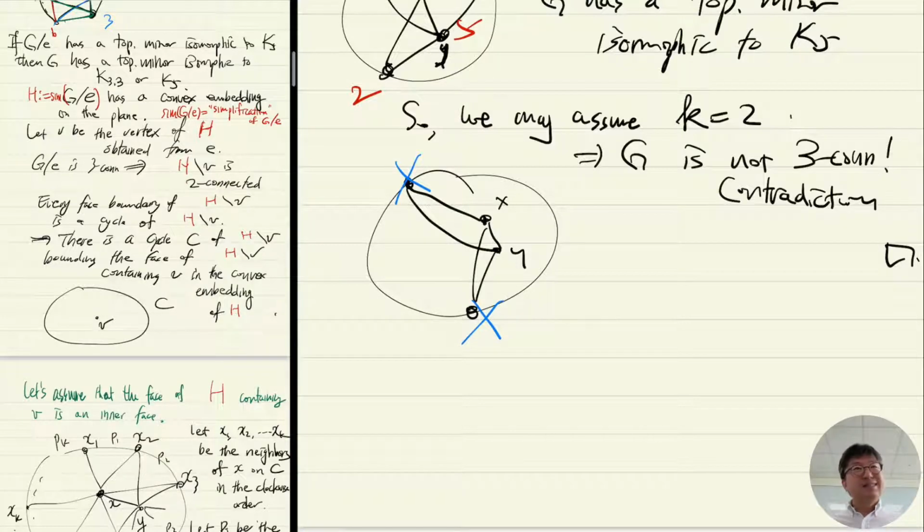All right, so that's the proof for the case when the graph has good connectivity. In the next lecture, we will use this to deduce Kuratowski's theorem. Okay, that's it.